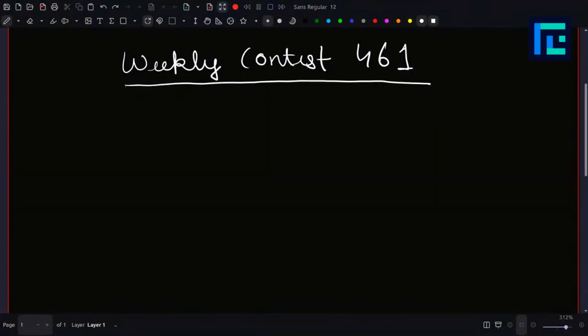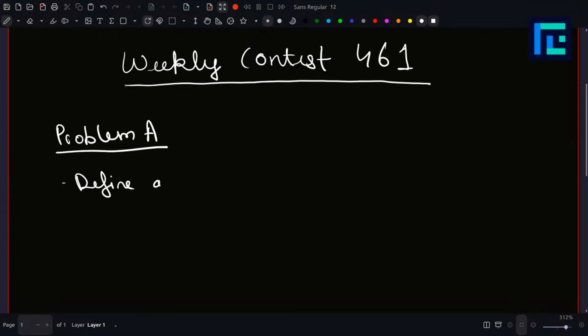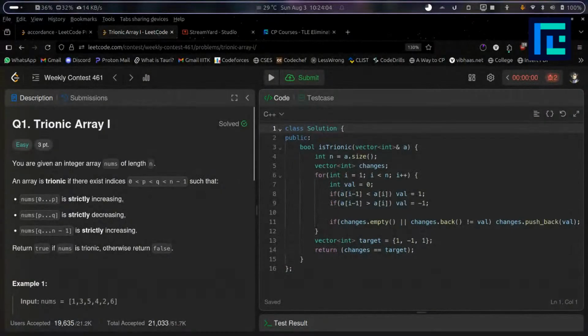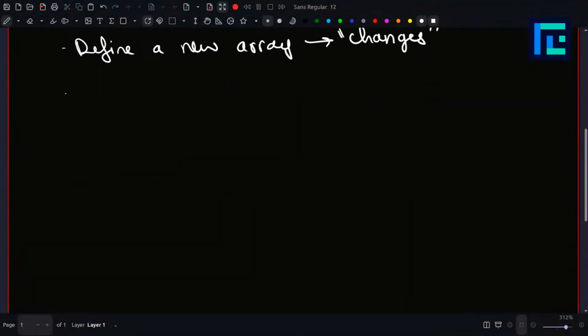So for problem A, what we're going to do is define a new array, a vector which we'll call changes. And what we do here is, for i going from, let's say, 1 to n, we're going to check whether the previous element to the current element was increasing, decreasing, or stable. Okay.